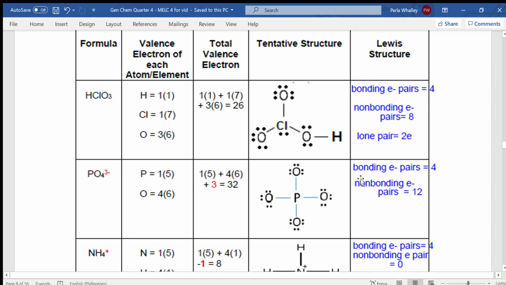And the bonding electron pairs, that means it is bonded and it is now a single bond here. 1, 2, 3, 4. Okay, there are 4. So times 2, 8, times 2, 24. Total would be what? 32.